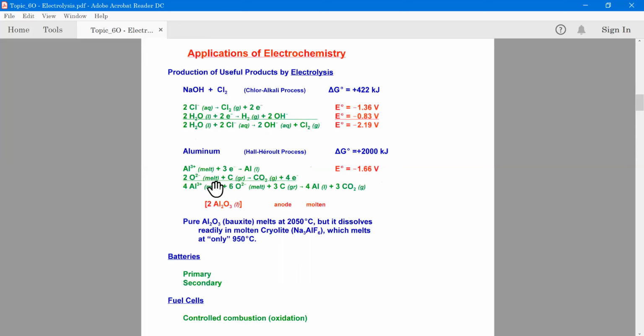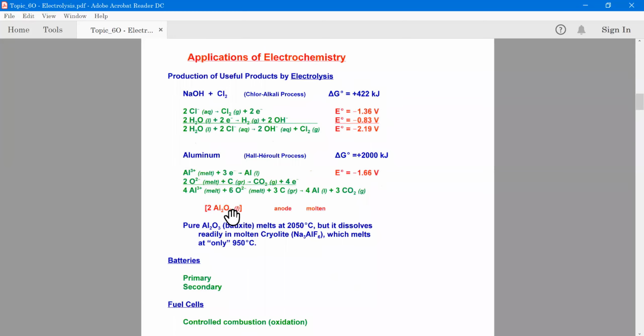If you consider the reduction of aluminum ions from +3 to 0, it's this simple step right here. Al3+ plus 3 electrons going to aluminum metal. Well, where does the aluminum 3+ come from? Well, the standard way of doing this in industry is to use aluminum oxide, which as an ore is referred to as bauxite. It's the commonest ore of aluminum oxide. And so it provides the source of aluminum.